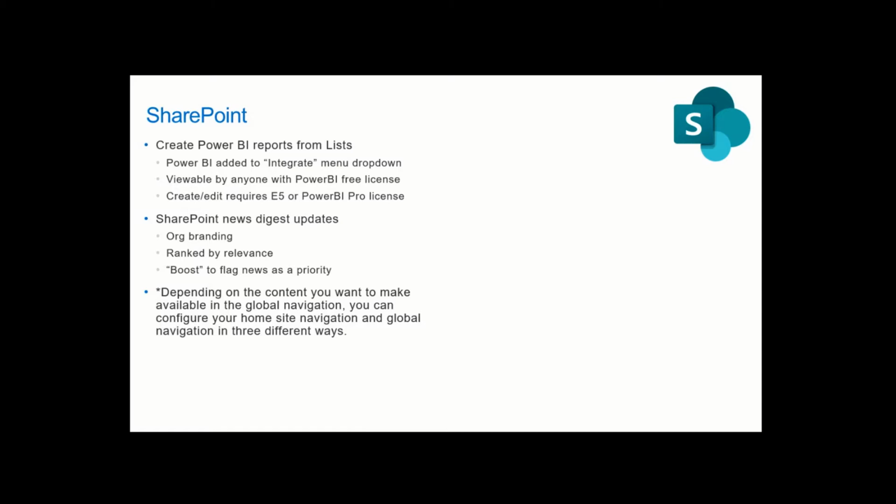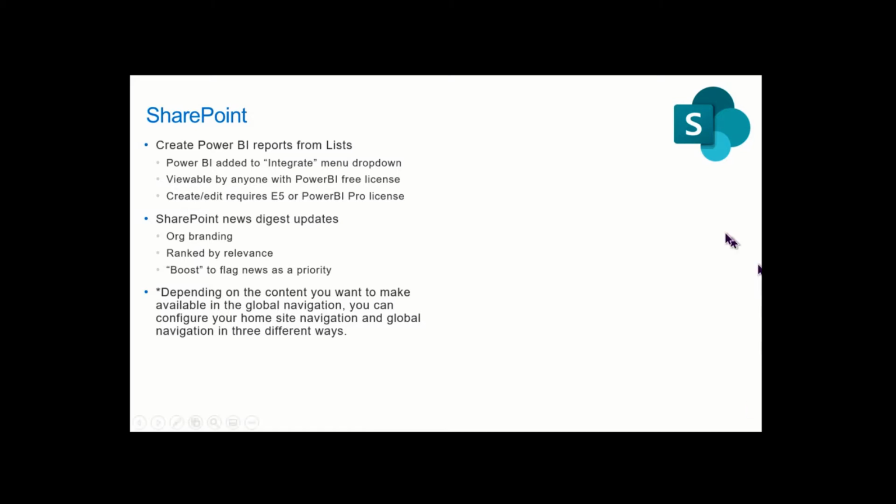Also, SharePoint News Digest is getting a couple of updates. I don't know if you guys are aware, but you can have it set up so that people receive a newsletter via email that is basically an aggregate of all of the news posts that have happened within your organization or within that defined area over a certain period of time. That's getting some updates like org branding, so you can have your own custom logo and theme colors on it. It'll be automatically ranked by relevance based on who it's going to. But they also created a boost capability that you can flag a news post with that will push it up to the top, giving you the ability to override that ranking if so desired.